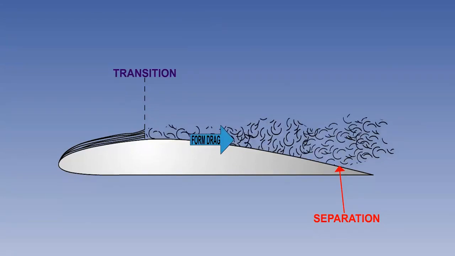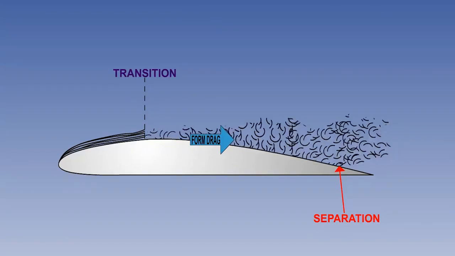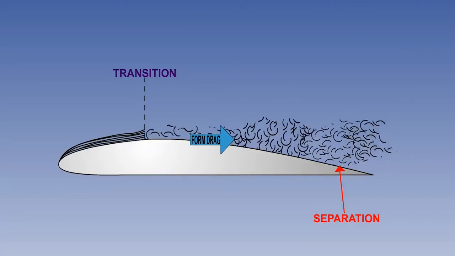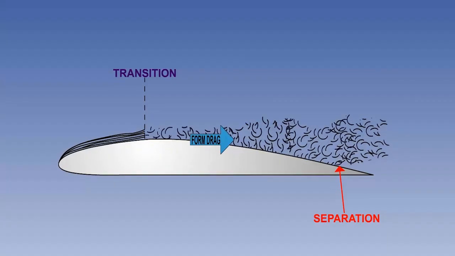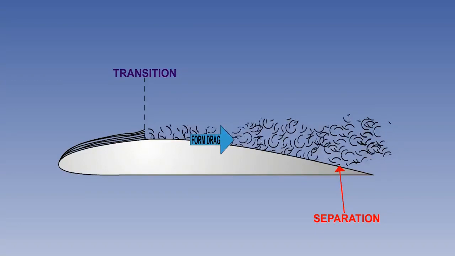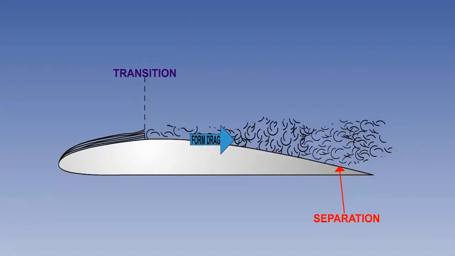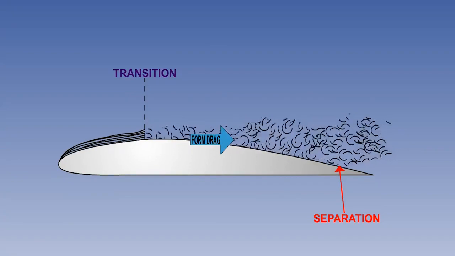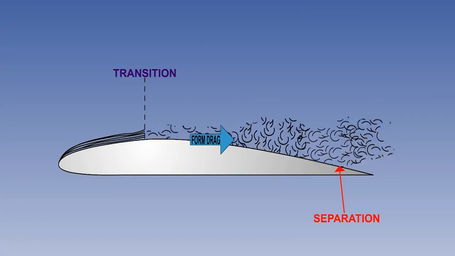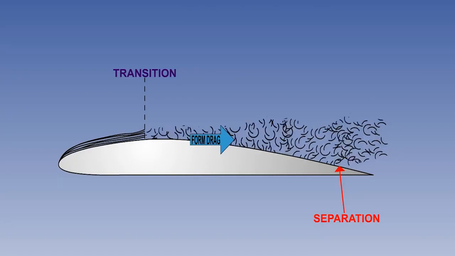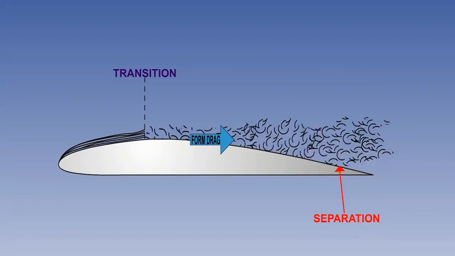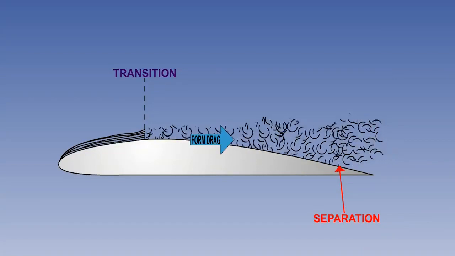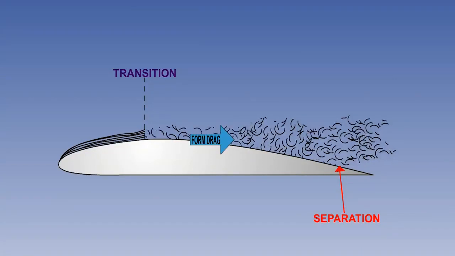Overall, skin friction causes a continual reduction of boundary layer kinetic energy as flow continues back along the surface. The adverse pressure gradient aft of the transition point also causes a further drop in kinetic energy. If there is insufficient kinetic energy to overcome the adverse pressure gradient, the lower levels of the boundary layer stagnate, and the upper levels overrun them, causing separation.